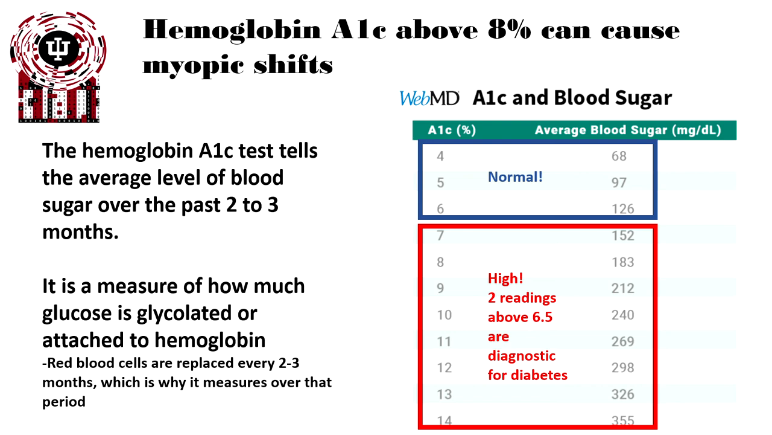And in fact, that's how we diagnose diabetes oftentimes: 2 readings above 6.5 on an A1C scale are diagnostic for diabetes. And these ultimately correspond to average blood sugars. At an A1C of 4%, approximately the blood sugar level is approximately 68. As we reach 8%, that blood sugar reaches 183 milligrams per deciliter.